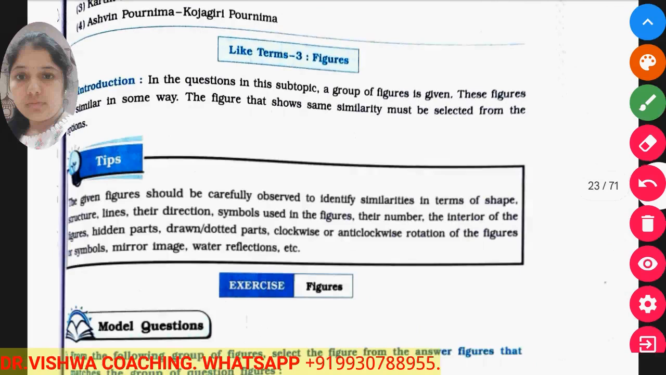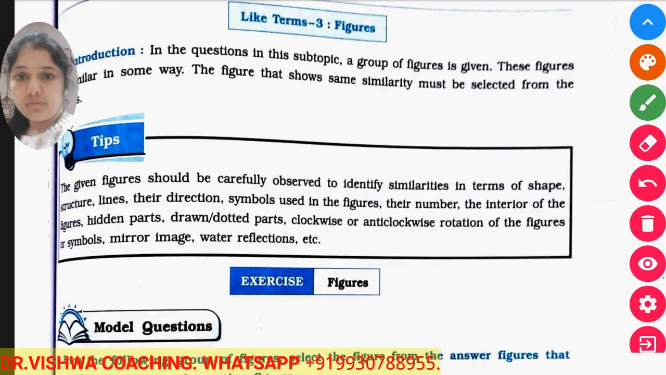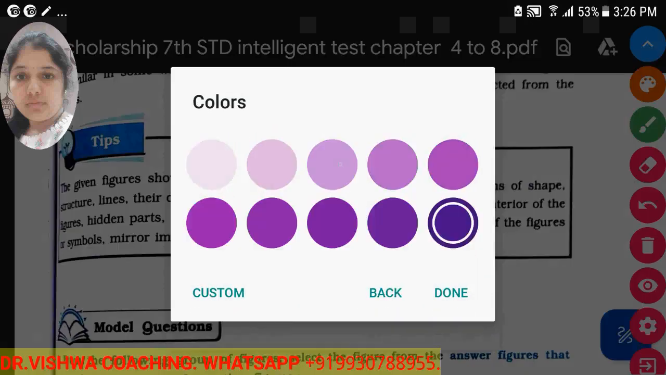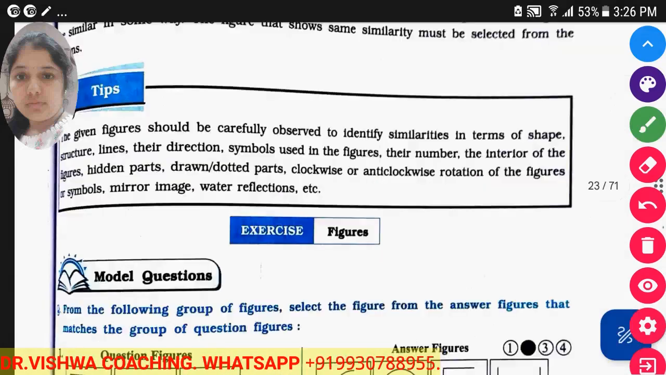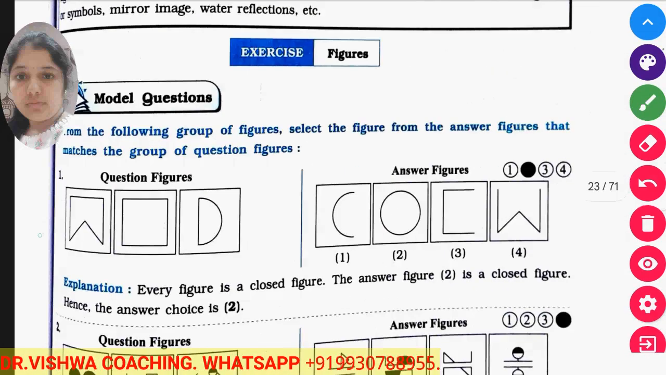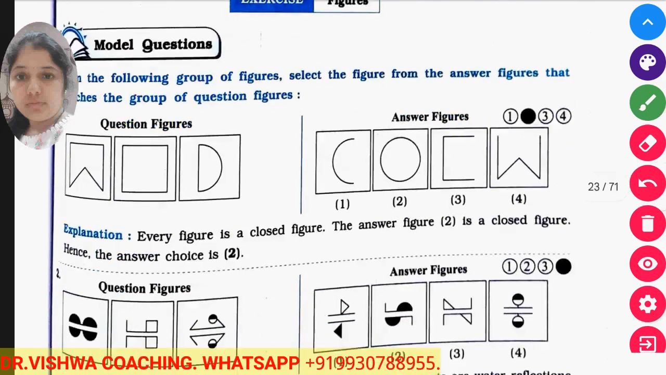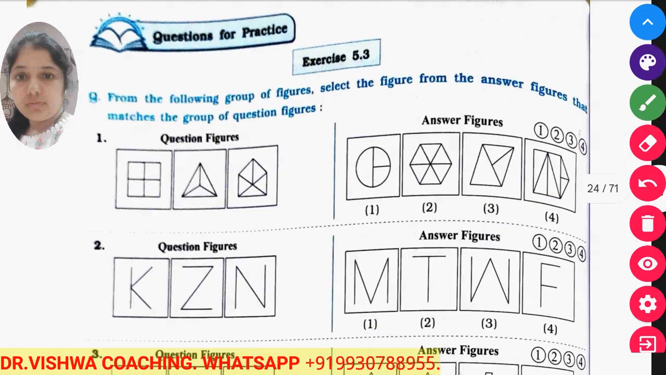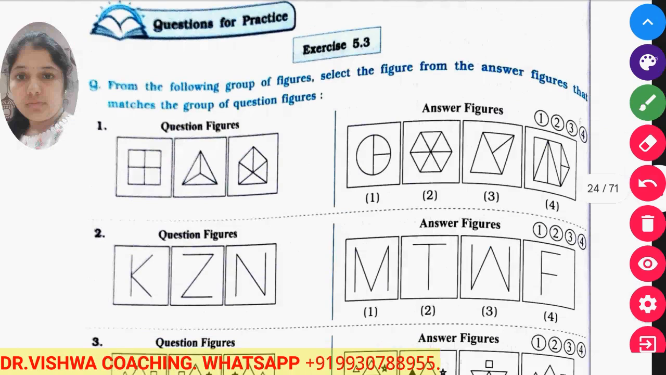So here figures are given and there may be similarities in the pattern of all the figures, and we have to find the identical similar figure here. Okay, so we'll directly move to practice exercise 5.3.